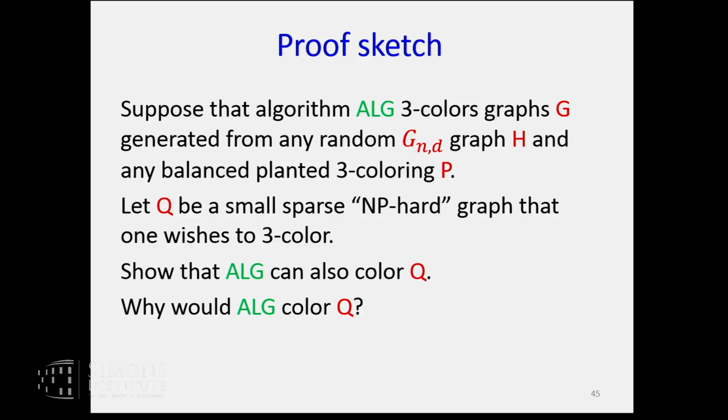And the question is why? Why would it do it? Q would be picked worst case. So we can pick any Q that we want and give it to our algorithm, and it will color it for us. And the question is, why would it do it?